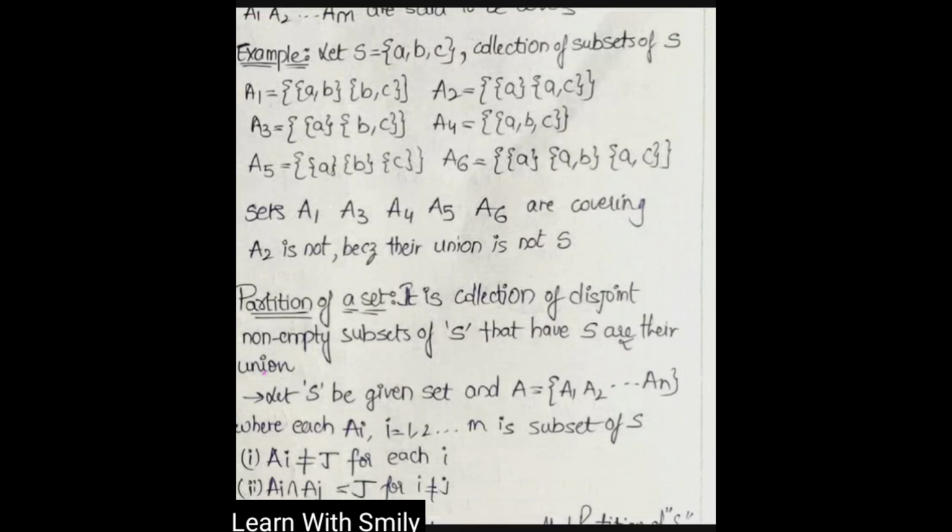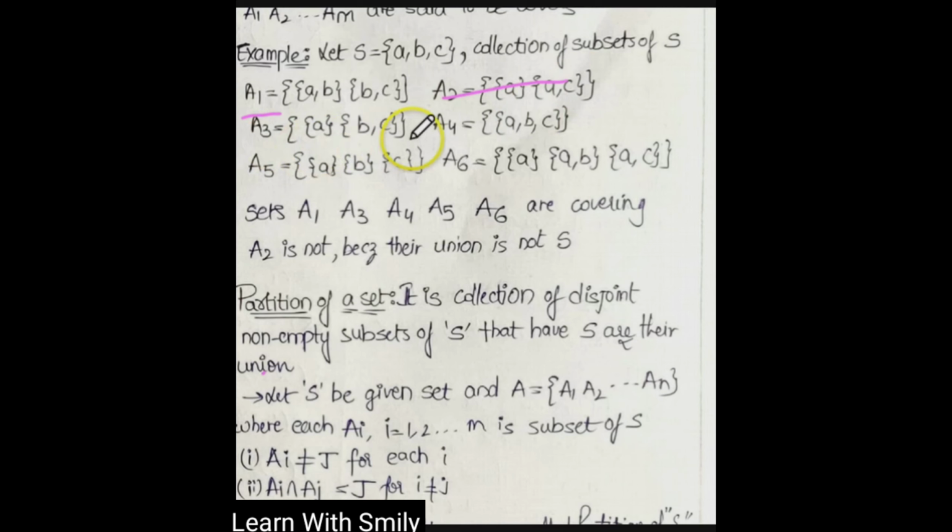Okay, let us take a quick example. S equals A comma B, C. The collection of subsets are these, right? So these are some particular subsets we have got. So here A1, A3, A4, A5, A6 are coverings, because if you are taking the A1 subset and making a union, then you have A, B, C. A2 has only A and C, which is not a covering.